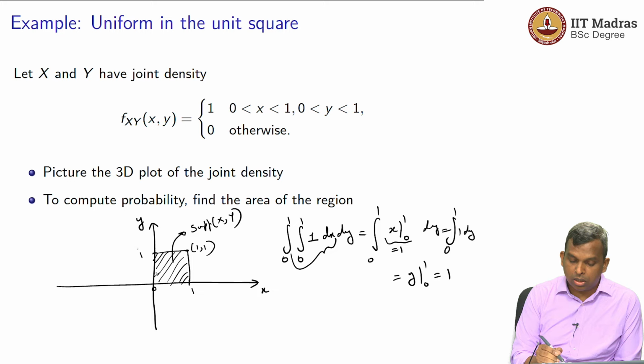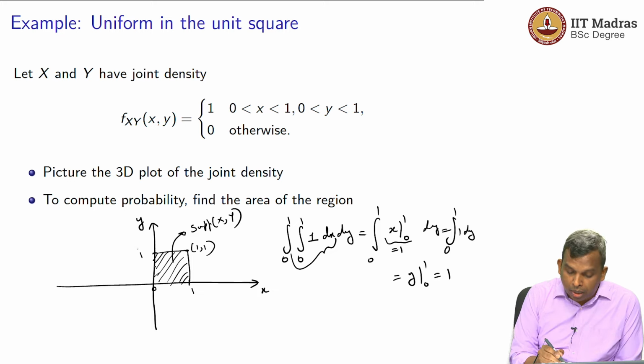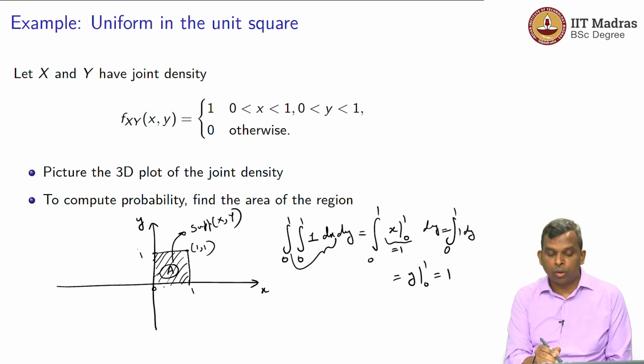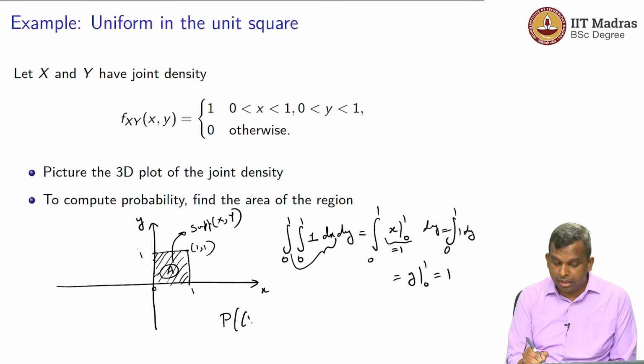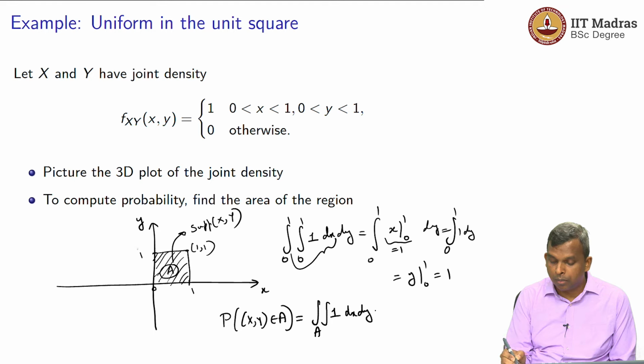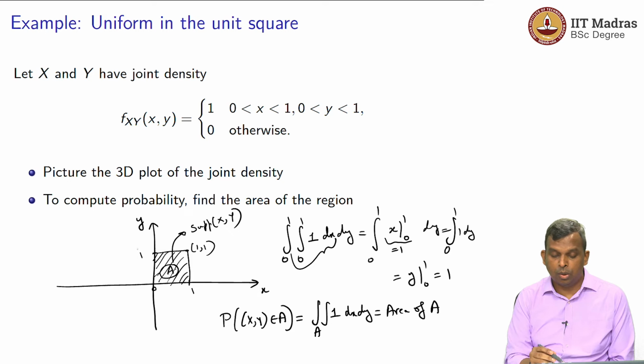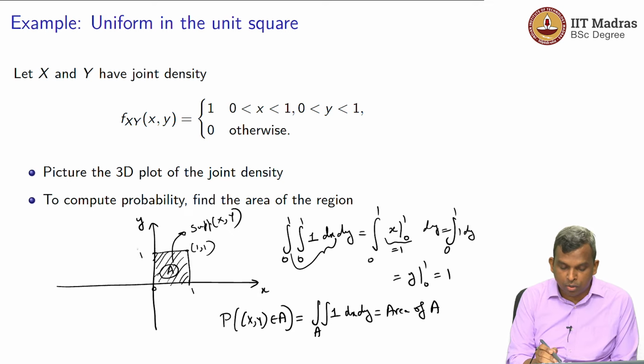Okay, the next thing was about integrating to find probability, right? So supposing you have a region A here, right? Some region A here. Okay, so now the probability of (x, y) falling in this A is equal to the integral over A of 1 dx dy. This is nothing but the area of A. Okay, so you can see it comes out to be simply the area of A. So if you want to find the probability of A, you simply find its area. Whatever shape it may be, you find its area.